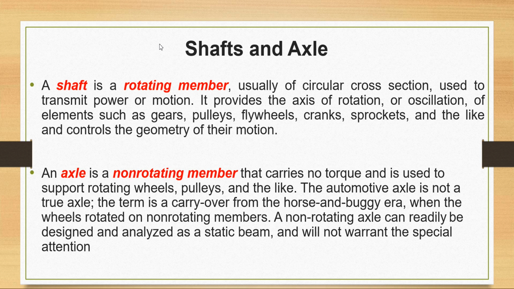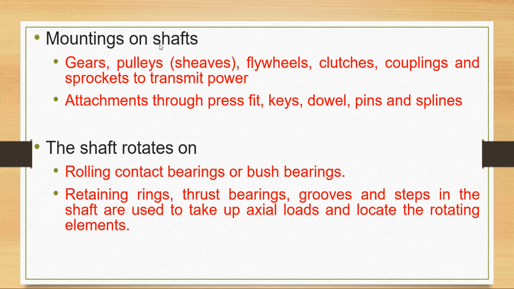So let's first define what a shaft is, and the difference between a shaft and an axle. A shaft is basically a rotating member with a circular cross section. It's used to transmit power. The basic difference is that a shaft is generally used to transmit power or torque, whereas an axle has exactly the same shape but is generally non-rotating. It supports rotating elements like bearings, pulleys, or similar. But shafts can carry power transmitting elements like gears, pulleys, flywheels, cranks, sprockets, and other kinds of elements.